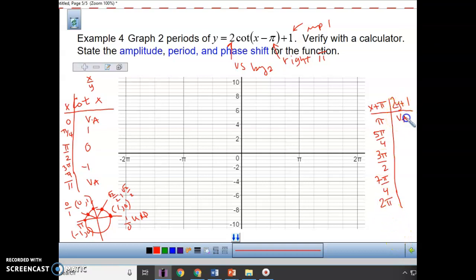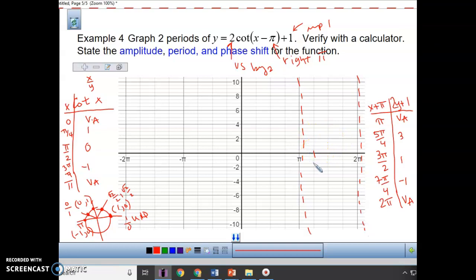Vertical asymptotes, I can't double them and add 1, so those will remain in the same spots they already were on the first and fifth lines. 2 times 1 is 2 plus 1 is 3. 0 times 2 is 0 plus 1 is 1. And negative 1 times 2 is negative 2 plus 1 is negative 1. So I'll go to pi. I'll create my first vertical asymptote. I'll go to 2 pi to create my next vertical asymptote.